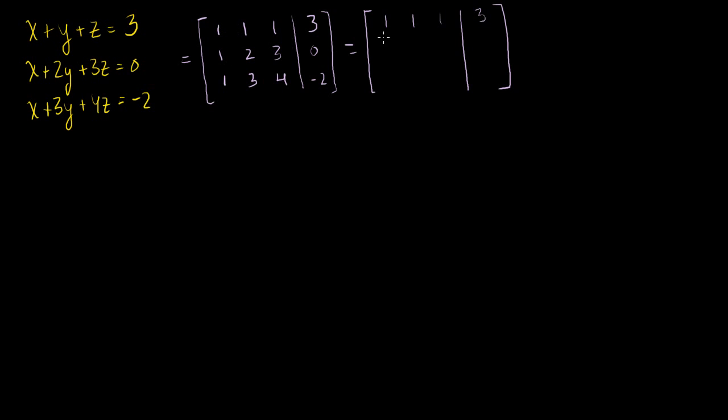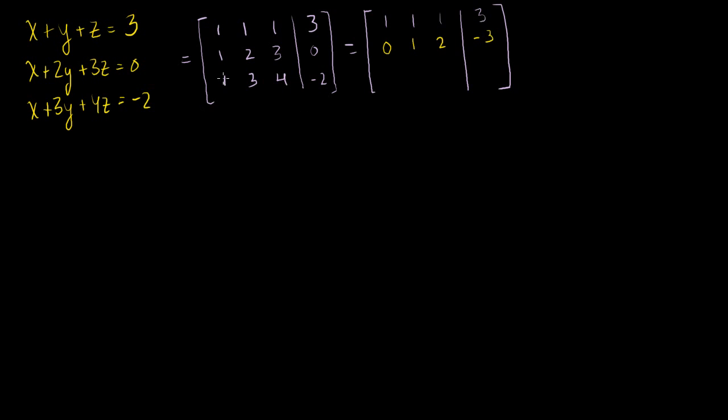Now, to zero this out, let me just replace the second row with the first row minus the second row. So 1 minus 1 is 0. 1 minus 2 is 1 minus 2. Actually, a better thing to do, because I eventually want this to be a 1 anyway, let me replace this row with the second row minus the first row, instead of the first row minus the second row. I can do it either way. So the second row minus the first row. So 1 minus 1 is 0. 2 minus 1 is 1. 3 minus 1 is 2. And then 0 minus 3 is minus 3.